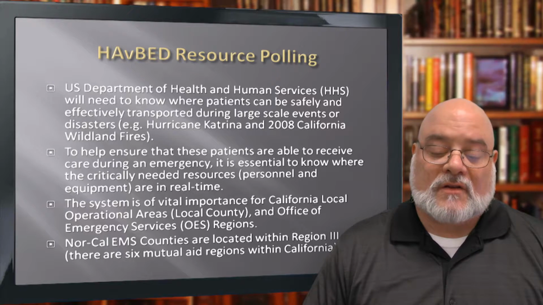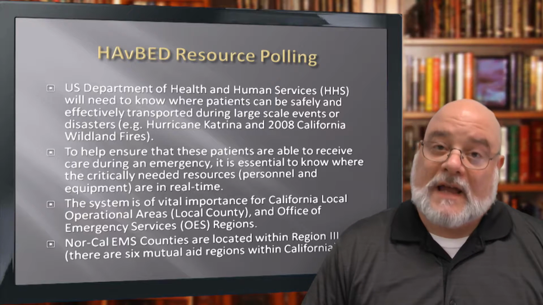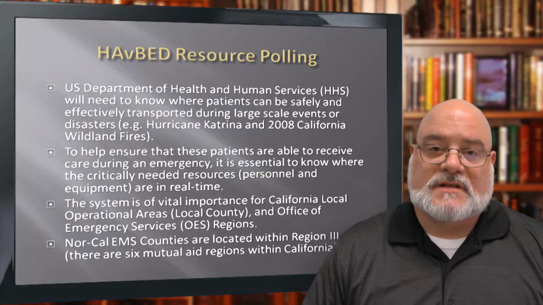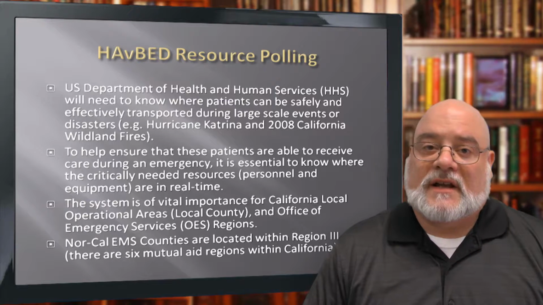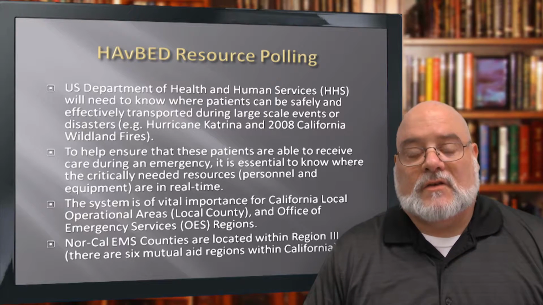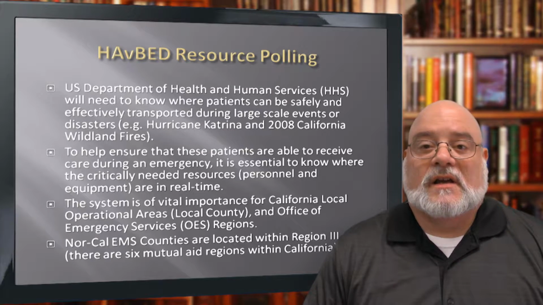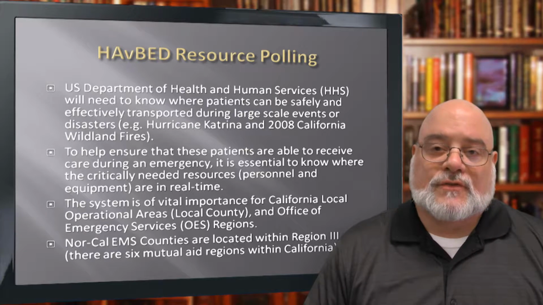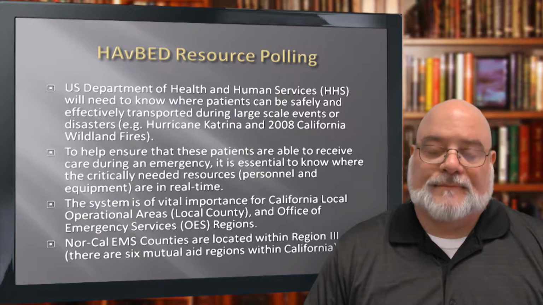This system is of vital importance for the California local operational area, being the local county and its political subdivisions, and for the Office of Emergency Services. Typically, in many counties, that is the sheriff's office, and at the state level, it is its own standalone department. Nor-Cal EMS counties, consisting of Glenn, Trinity, Lassen, Modoc, Plumas, and Sierra counties, are located in Region 3, which is the California Mutual Aid region. There are 6 within the state of California.